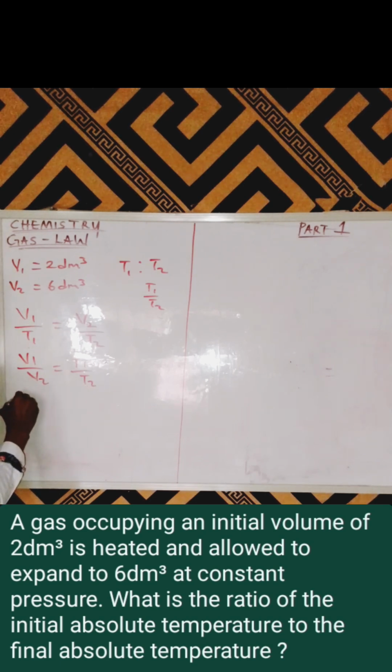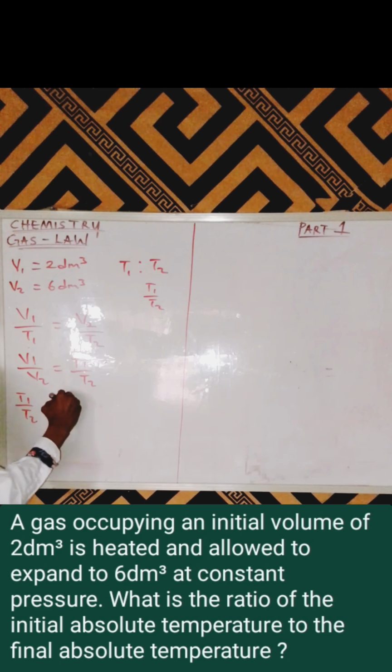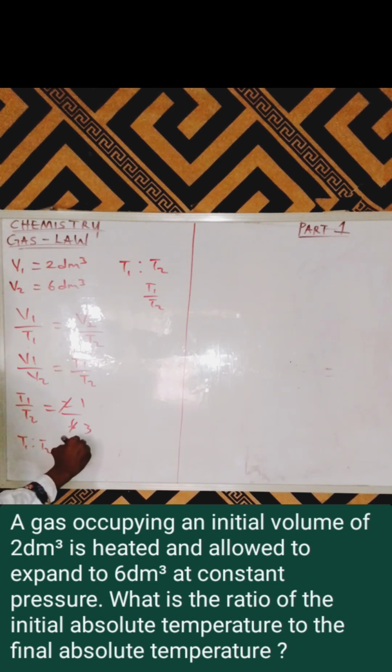So now T1 over T2 is going to be equal to V1, which is 2, over V2, which is 6. So 2 here is 1, 2 here is 3. So the ratio T1 to T2 is the same thing as saying 1 ratio 3. So this is your answer.